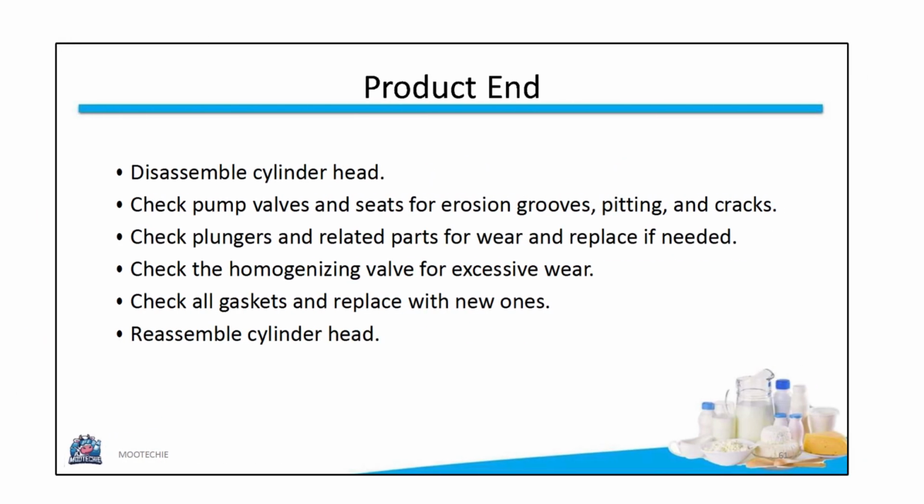On the product end, the cylinder head must be disassembled. The pump valves and seats should be checked for erosion grooves, pitting, and cracks. The plungers and related parts need to be checked for wear and replaced if necessary. The homogenizing valve must be inspected for excessive wear. Finally, all gaskets should be replaced with new ones before reassembling the cylinder head.